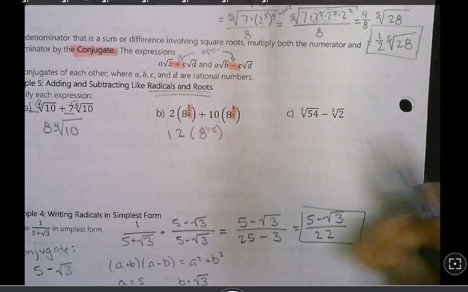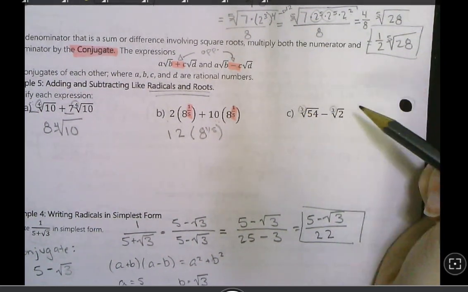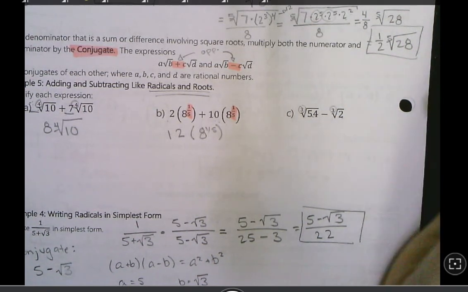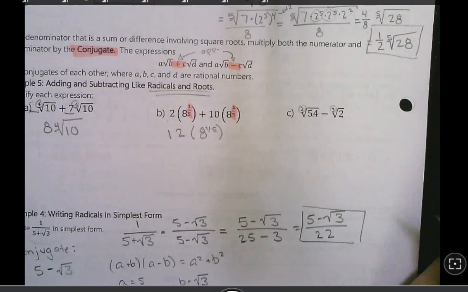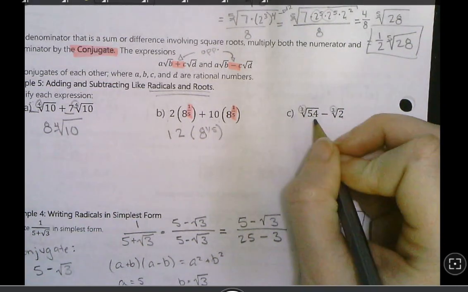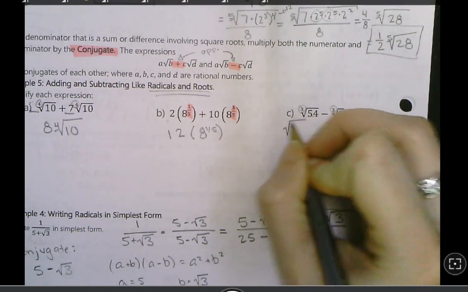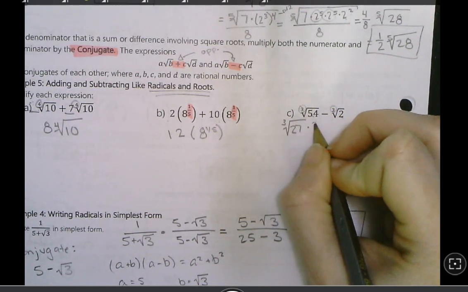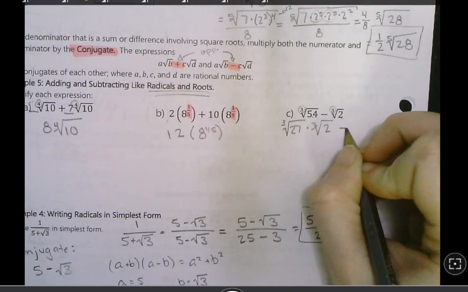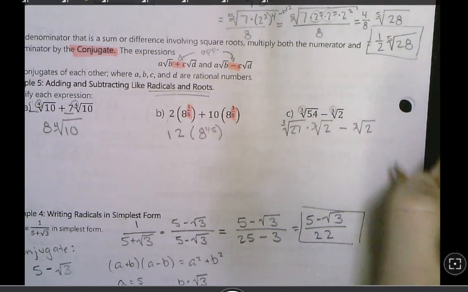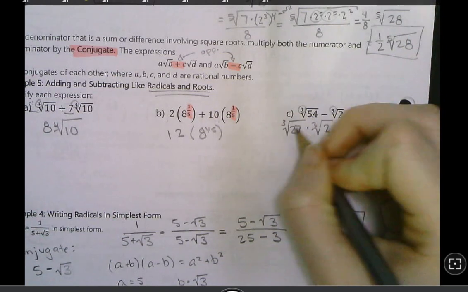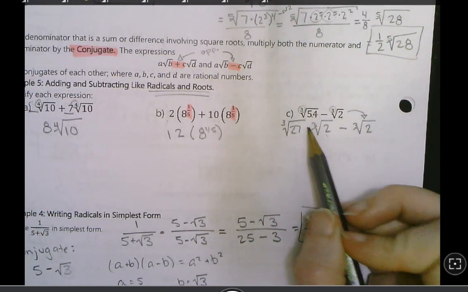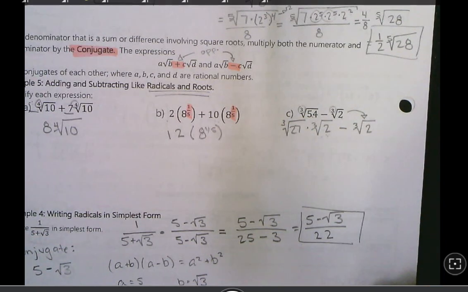Now for c, they're both third roots, but what's underneath looks different. We have one that's a root 2 and one that's a root 54. But if I'm looking at this, 54 can be divided by 2. 54 divided by 2 is going to make this the cubic root of a 27, and the cubic root of 2 minus the cubic root of 2. So we just brought this part down and we split that 54 up. I then use the product rule in order to break those into 2 separate radicals.